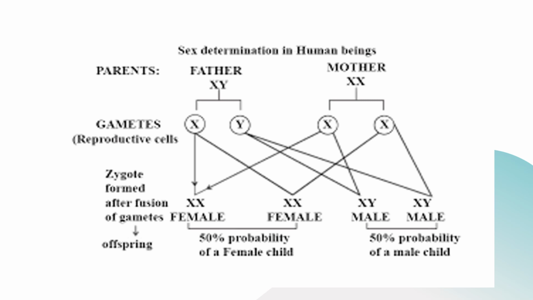Next we are going to see sex determination in human beings. Here the father has the XY chromosomes and the mother has the XX chromosomes. If the male gamete carrying the X chromosome fuses with an egg, the young one produced will be a female. If the male gamete carrying the Y chromosome fuses with an egg, the young one produced will be a male. The zygote forms after fusion of the gametes. There is a 50% probability of a female child and a 50% probability of a male child.